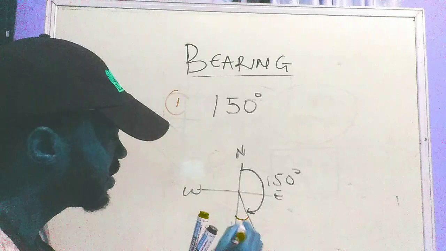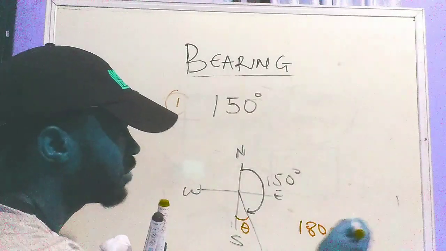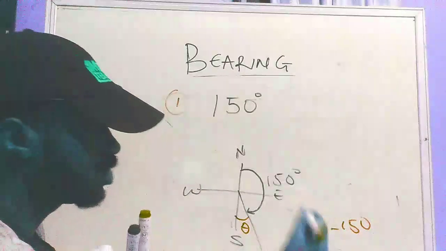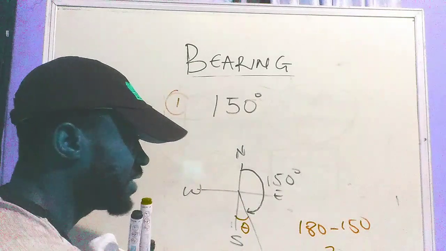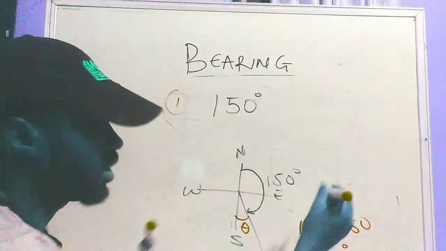And how do we get this angle? Okay, that is going to be 180 minus 150. Recall from here to here is 180. So this is going to be 180 minus 150, and that is what? That is 30 degrees.